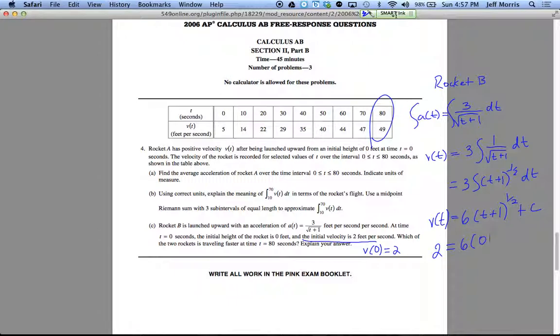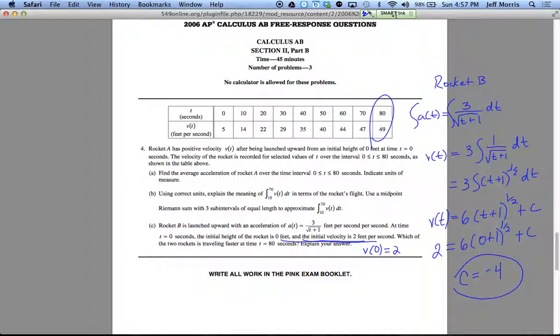That's right. So you're going to get 0 plus 1 to the 1/2 plus c. That's going to be 1 to the 1/2, square root of 1, 1 times 6, 6. Move the 6 over. What's c equal? Negative 4. What you need, 1 times 6. Because they gave it to you.